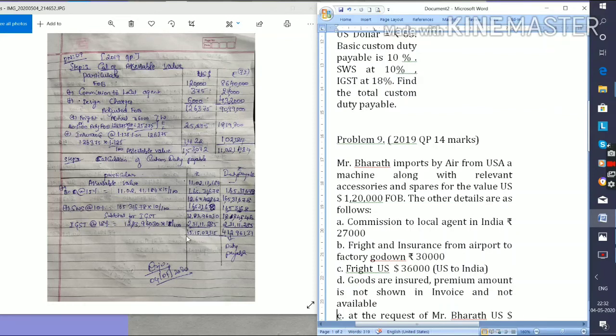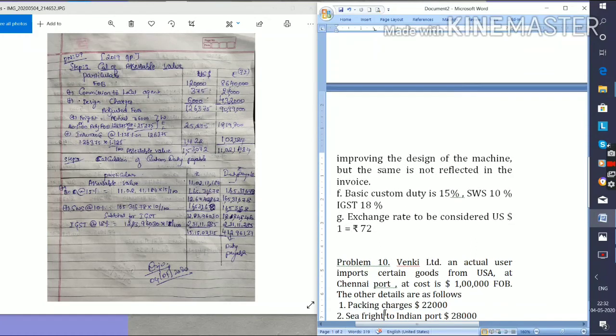7,315 is the landed cost. But when it comes to duty payable, 1 crore 81, sorry, how much is that? It is 1 crore 81 lakh 84,846 plus 2 crore 31 lakh 11,285. That is the final duty payable amount: 4 crore 12 lakh 96,131. Right, this is your problem, the 2019 question paper, 14 marks, a very simple problem without much adjustment. Next, meanwhile we will go and see problem number 10.